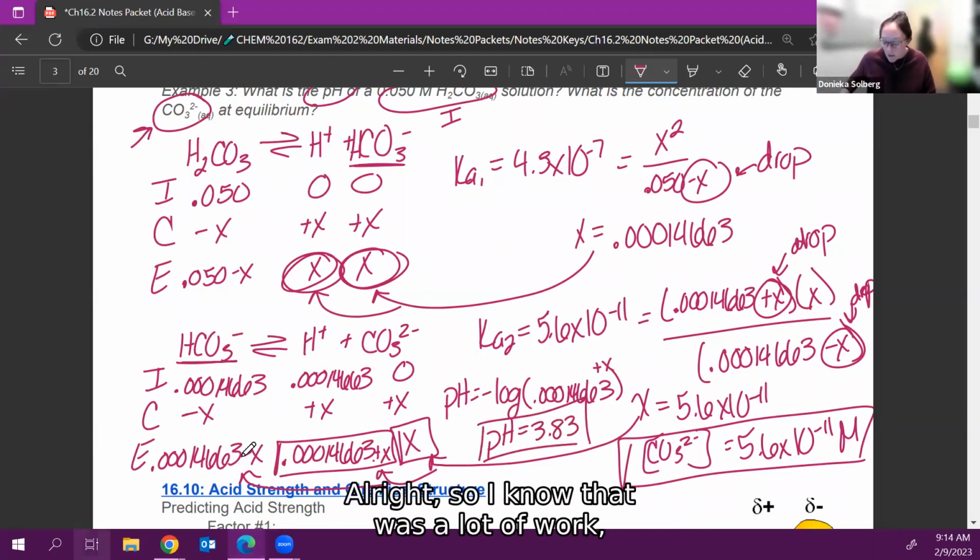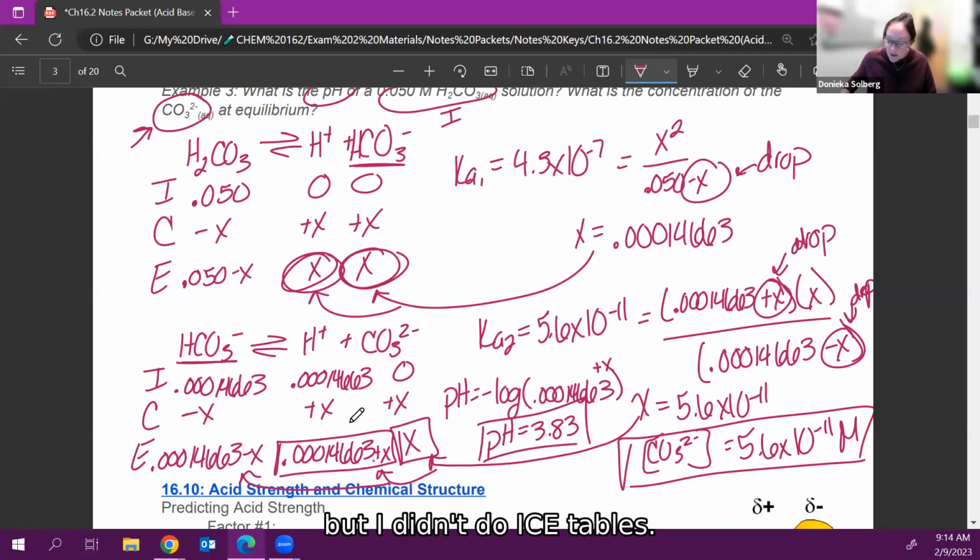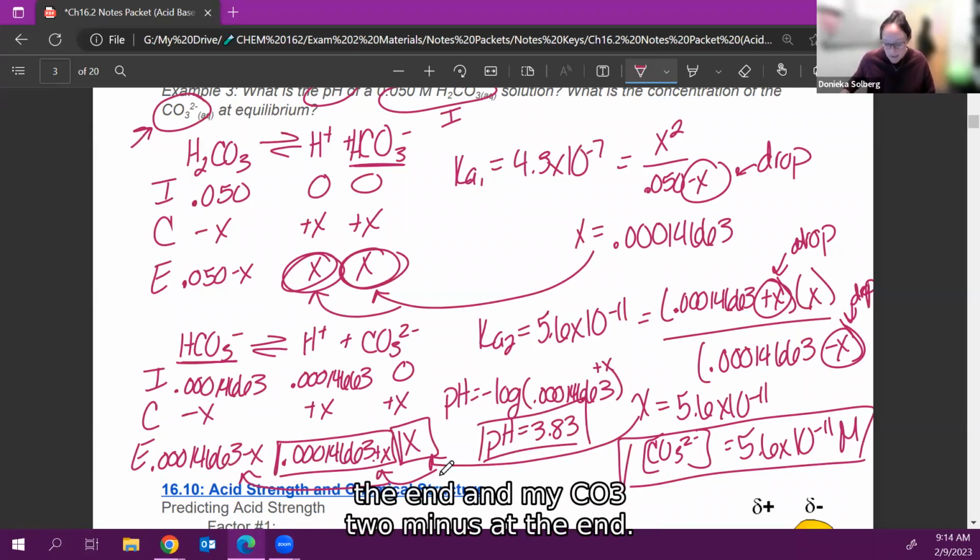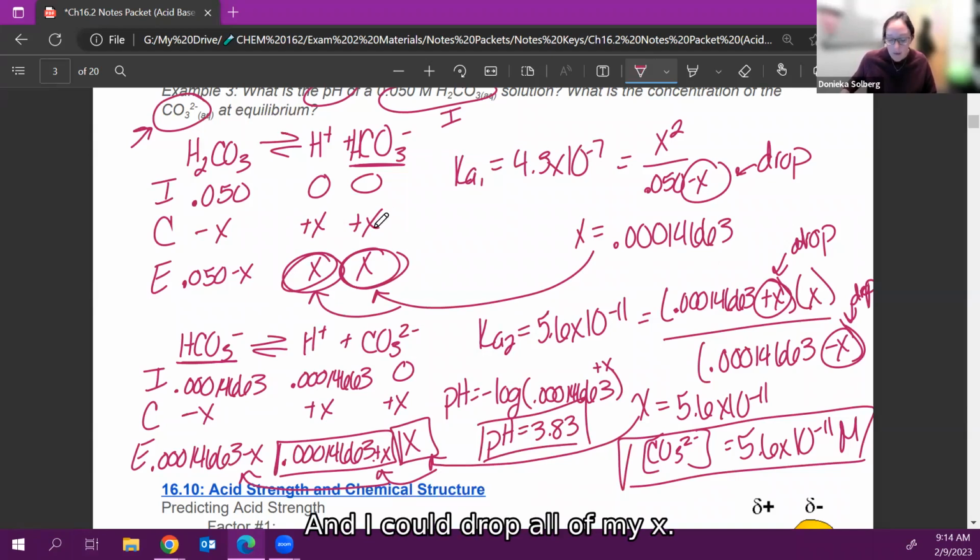All right. So I know that was a lot of work, but I did 2 ICE tables. I had to find my H plus at the end and my CO3 2 minus at the end. And I could drop all of my X's.